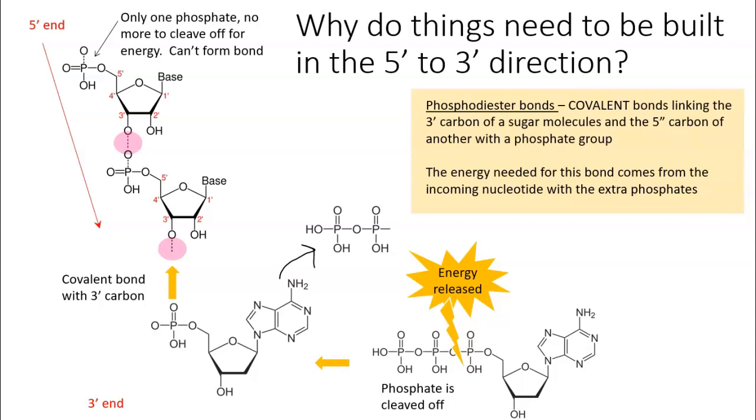Hi everyone. I wanted to quickly go over the idea of directionality of the building of DNA and RNA. We know hopefully by now that things get built in the 5' to 3' direction, okay? But I don't think we've discussed why. We just kind of said this is the way it is. So I want to go over why this is the case, okay?